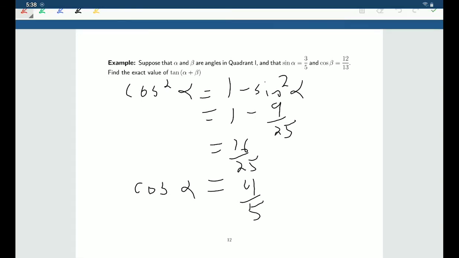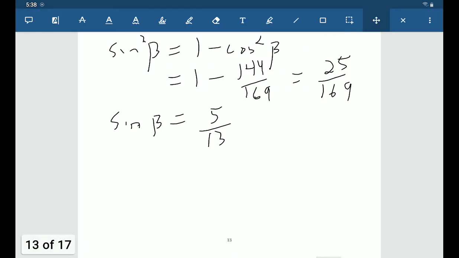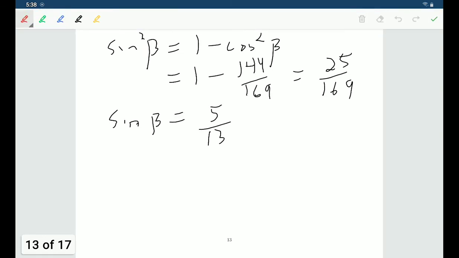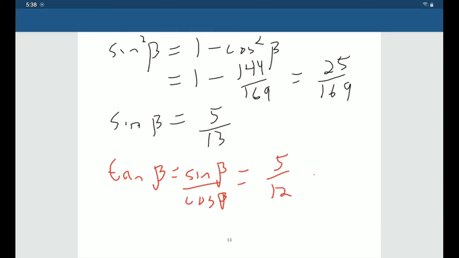Now, easy enough for us to do, because we know that tangent of alpha would be sine of alpha over cosine of alpha. And since we've calculated both of those, sine of alpha is 3/5, cosine of alpha is 4/5. 3/5 divided by 4/5 is 3/4. And similarly, for tangent of beta, we know that tangent of beta should be sine of beta over cosine of beta, and that is 5/13 divided by 12/13, which is 5/12.